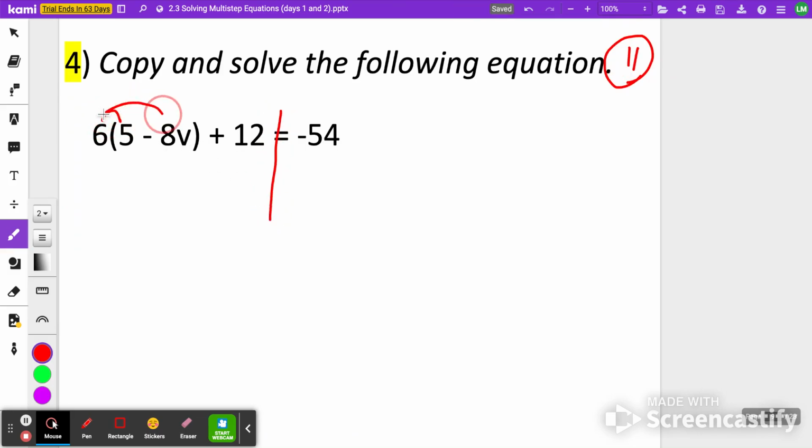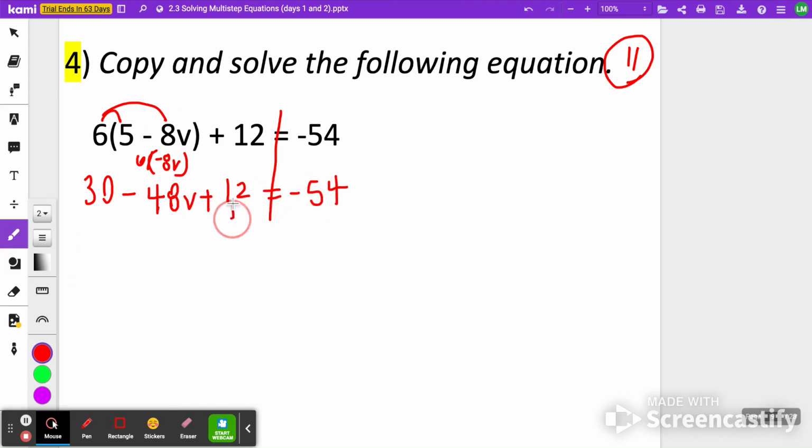All right, first thing I did was distribute. 6 times 5 is 30, and 6 times -8v would be a -48v, plus 12 equals -54. I do have two like terms. 30 plus 12 is 42. So I'm going to have 42 minus 48v is equal to -54.